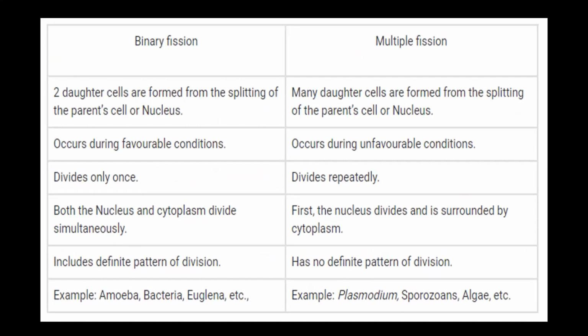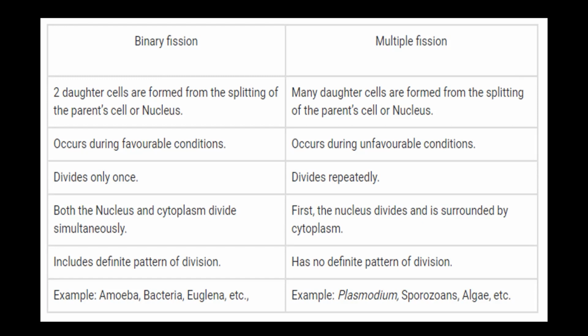Now, what is binary fission? In binary fission, two daughter cells are formed. We saw it, two cells forming out like this. This is formed by the splitting of the parent cell or nucleus. This can occur only when the conditions are favorable for the nucleus to get separated. The nucleus divides only once, so the cell division happens only once.